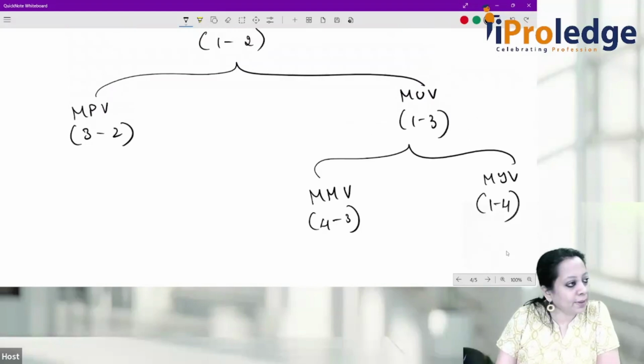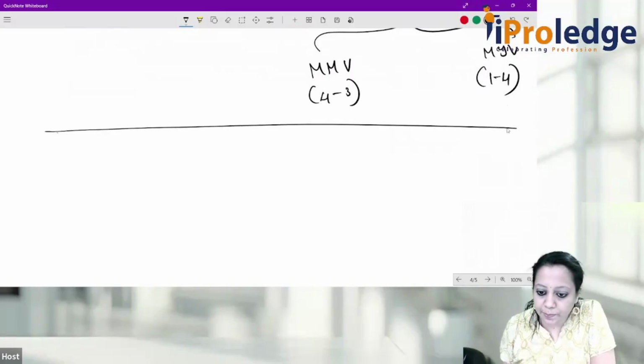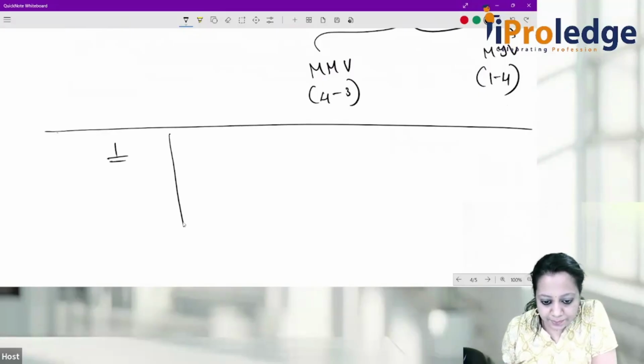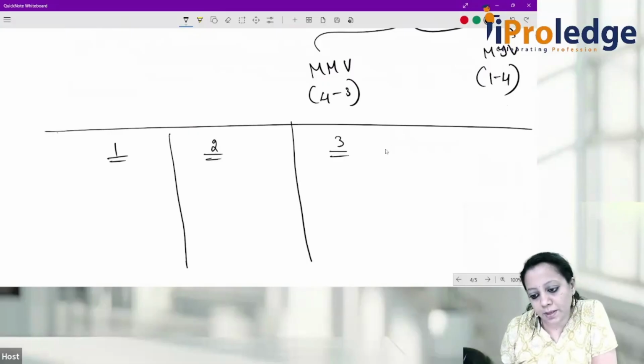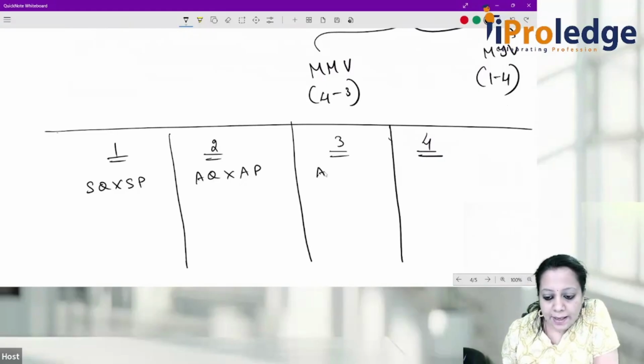Same chart, my dear. Okay. Yes. 1, 2, 3, and 4. So SQ into SP, AQ into AP, AQ into SP, RSQ into SP.